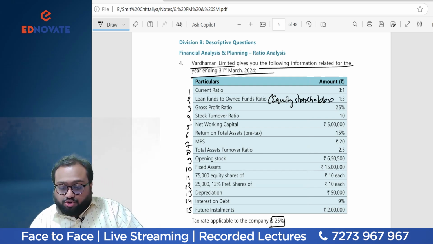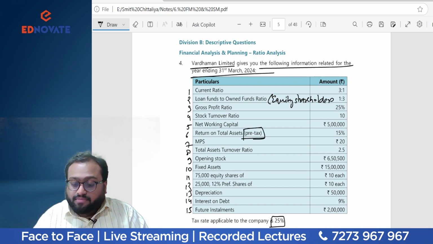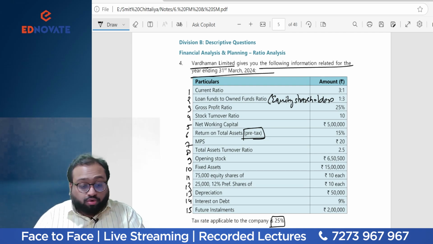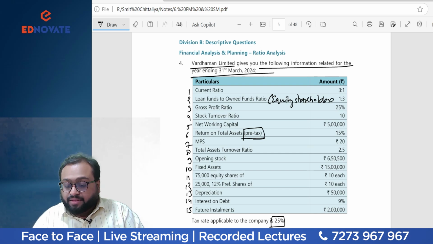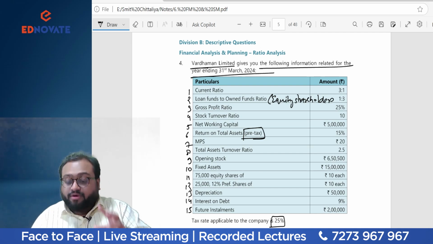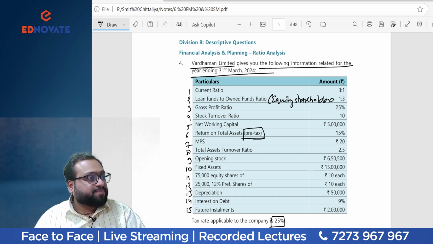Gross profit ratio, stock turnover ratio, net working capital, return on total asset pre-tax. Wow. They have told return on total asset, but they have told pre-tax. Pre-tax, very nice. MPS, market price per share, total asset turnover ratio, opening stock. Wow. Fixed assets, 75,000 equity shares of rupees 10 each.